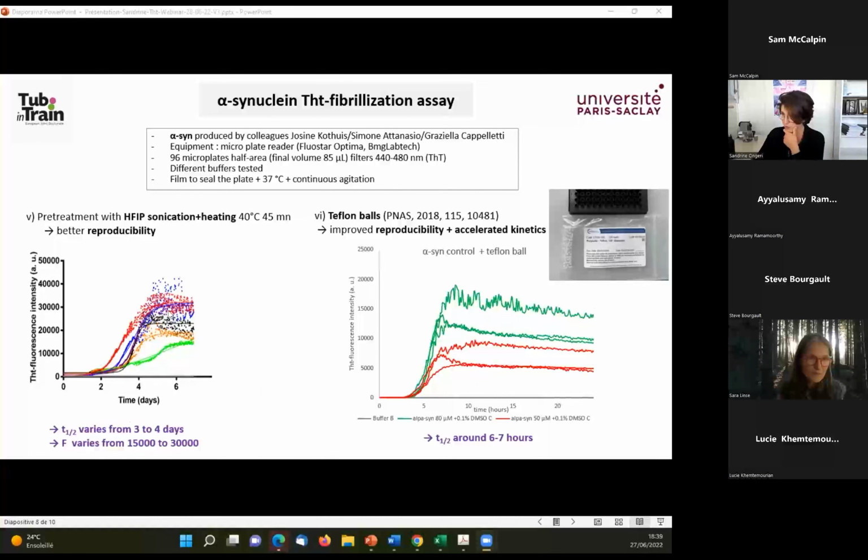This was better, and finally, by adding Teflon balls, she could obtain quite reproducible curves, and the lag phase was only 5 hours, while without Teflon balls, it was more like 5 days.